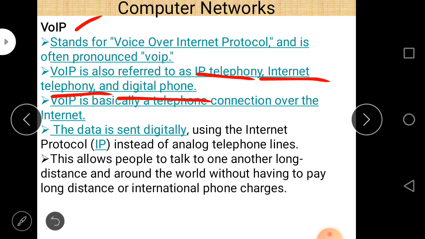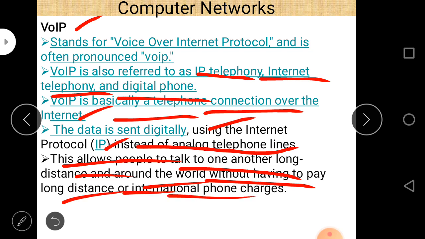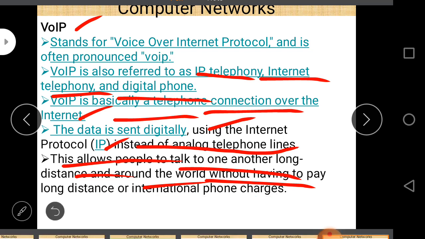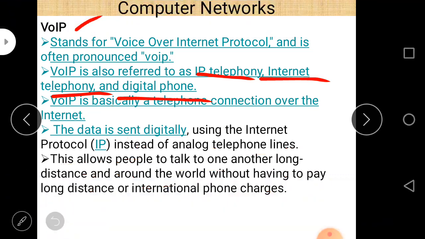VoIP is basically a telephone connection over the internet. This is the simplest definition of VoIP. The data is sent digitally using the internet protocol, IP, instead of analog telephone lines. This allows people to talk to one another long distance and around the world without having to pay long distance or international phone charges. That is why it is called digital telephony.